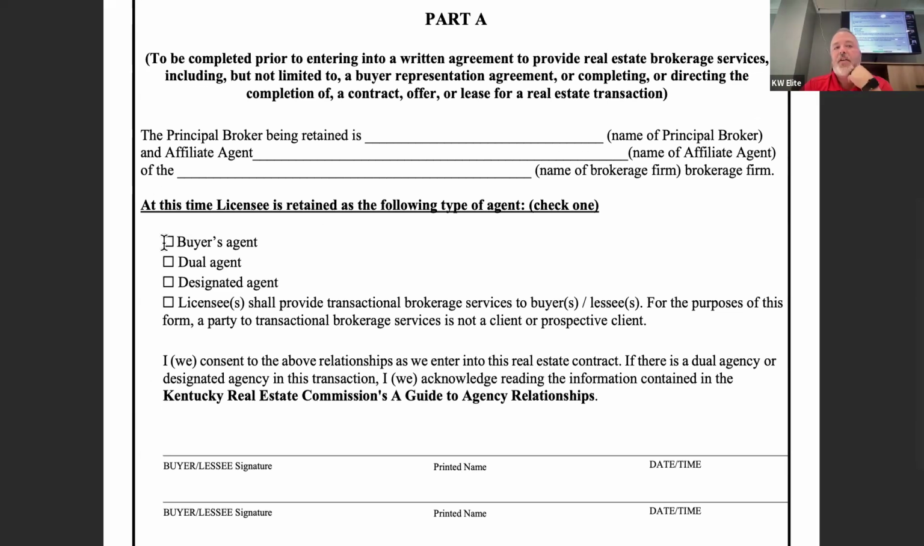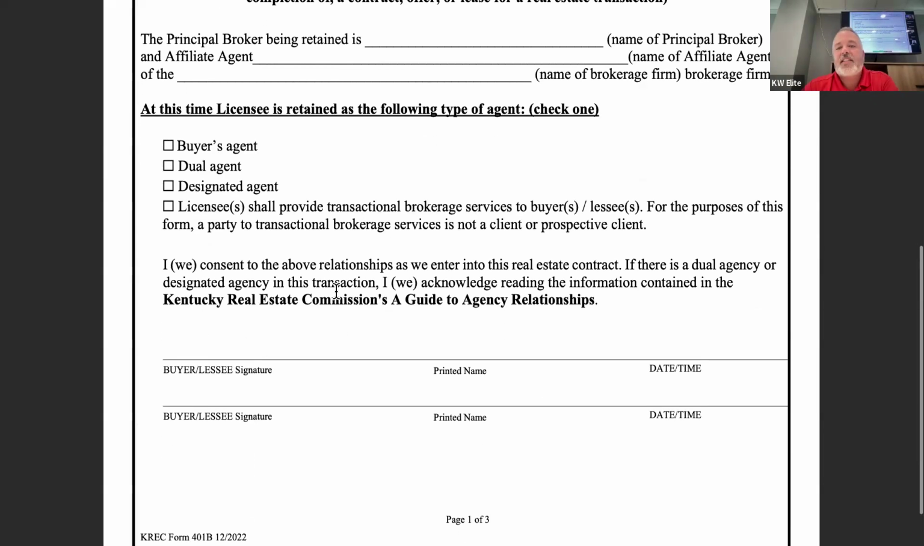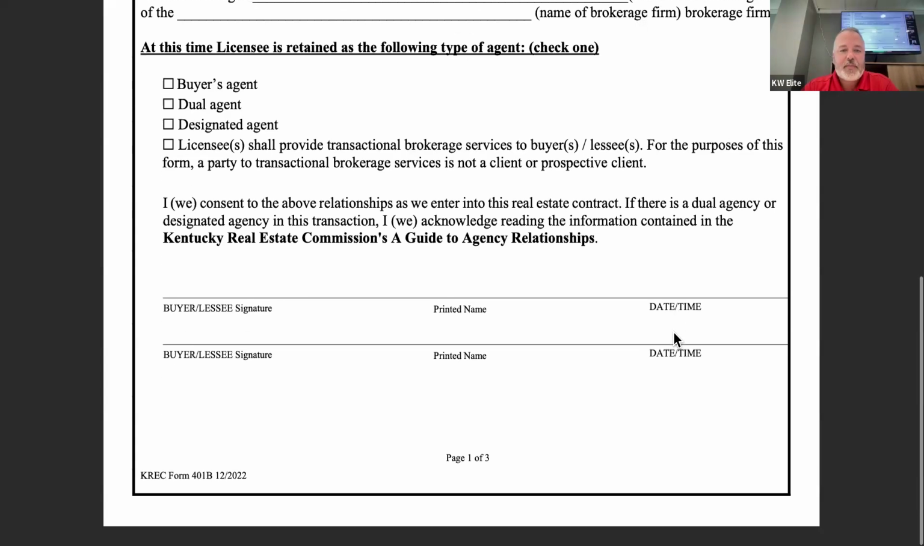Either A, I'm representing you as a buyer's agent. B, I'm representing you as a dual agent, which means I represent the seller and the buyer. Designated agent doesn't apply, so we're never going to check that box. Or the license shall provide transactional brokerages for the buyers or sellers. So that means that you're basically helping them write a contract, but you're not truly representing either party. So you're going to sign either the first box, the second box, or the third box, depending on your situation. Once you sign that, it just says down here that they have already received the Kentucky Real Estate Commission's Guide to Agency Relationship. That's that first form we just went through. And then everybody's going to sign, print their name, and then put date and time.